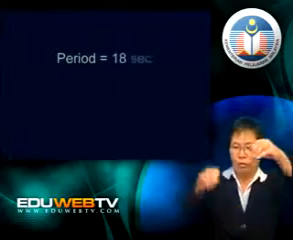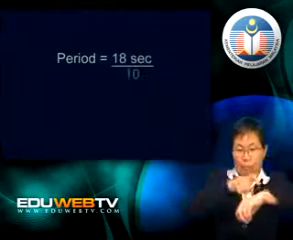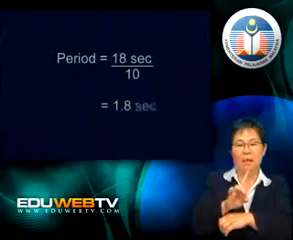Now, can you calculate the period of oscillation of this pendulum? The period of an oscillation for this pendulum is 1.8 seconds. Now, let's observe whether the other 2 pendulums also have the same oscillation period.